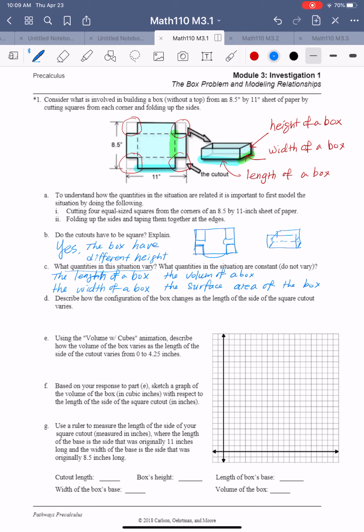But what could be the constant this time? I think it looks like everything changes with the cutout, so I don't think anything is a constant which stays the same.